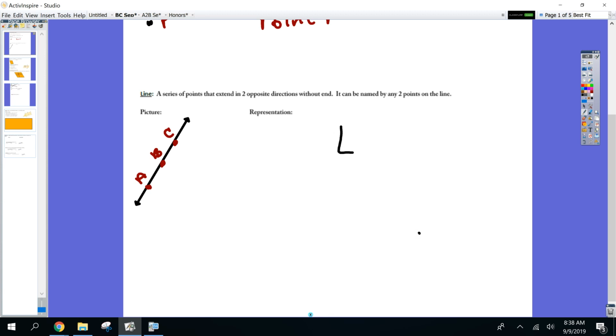But I don't want to have to write this word every single time. There's got to be a symbol that I can use that gets it done quicker. And there is. There we go. The symbol is a mini line. That's all it is. Here you go. Line, and then what's one way we named it? ABC, sure. But I did say bare minimum, how many points did you need? 2, right? So I could also name this BA.